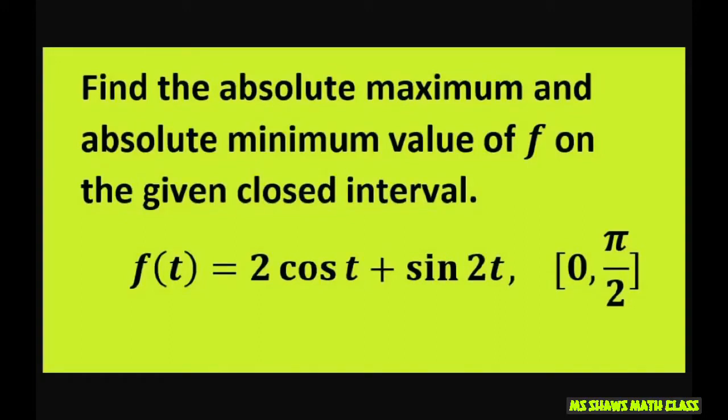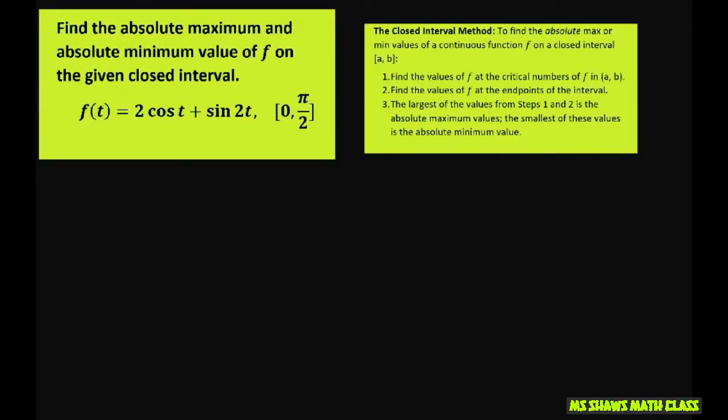Everyone, we're going to find the absolute max and minimum of f on the given closed interval for f of t, and the closed interval is from 0 to pi divided by 2. So that's quadrant 1. Basically, we're looking at the absolute max and min. So we're going to use the closed interval method to find our values, and the first step is to find the critical numbers of f in our open interval AB.